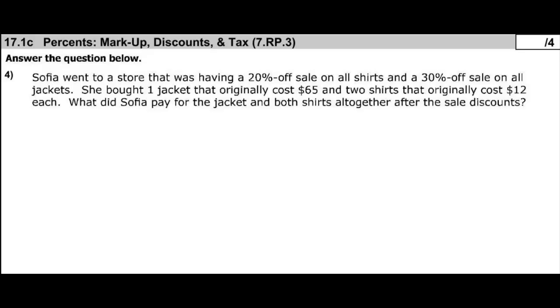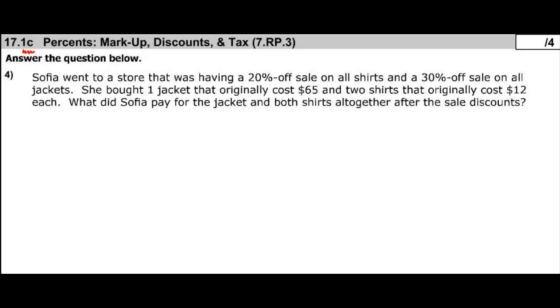Welcome to the third and final video on percents, markup, discount, and tax. We know it's the last problem whenever we see that C. That tells us it's time number 3. So in this problem we have two things to solve, and then we're going to combine those to get our answer.